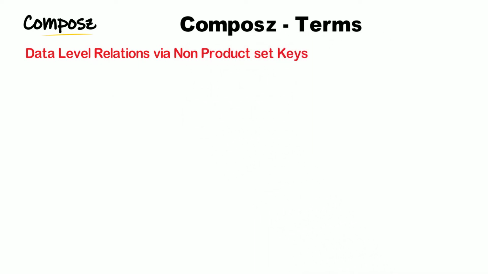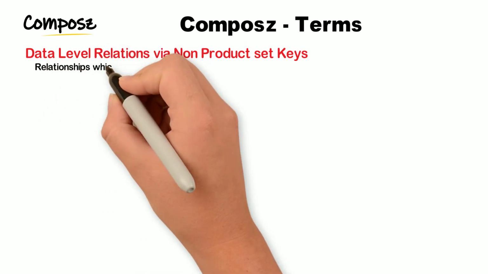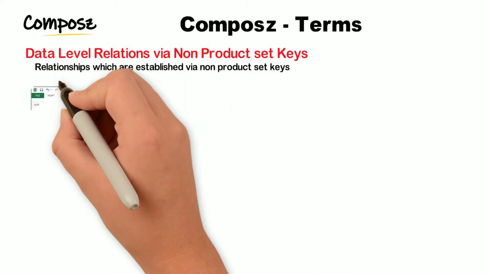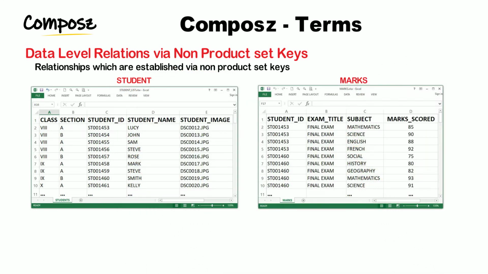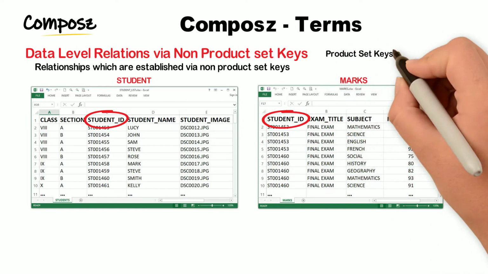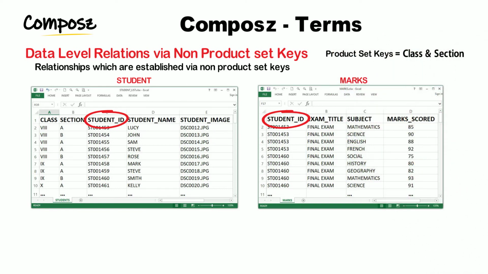As you might have guessed, the relationship between two data levels is established through attributes which are not product set keys. For example, let's take two data levels, namely student data level and marks data level. Student data level has class, section, student ID, student name, student image, etc. Marks data level has student ID, exam title, subject, marks scored. By looking at the two data levels, you can readily see that they are already related by the attribute student ID. This is what we call data level relations via non-product set keys, as clearly student ID is not part of the product set key attributes, which are class and section.